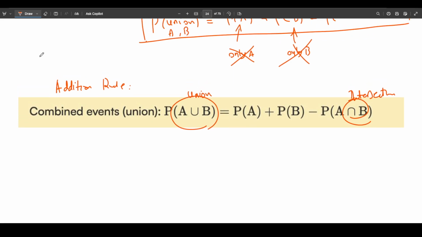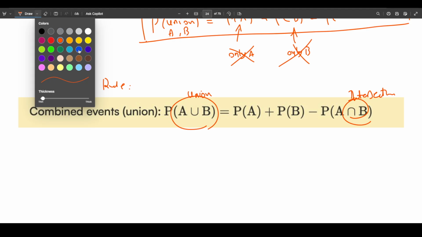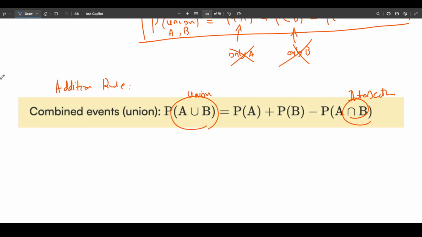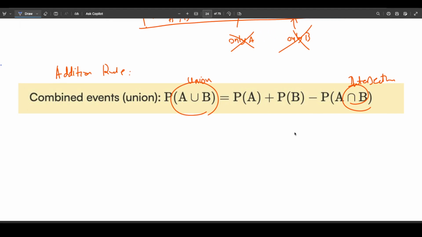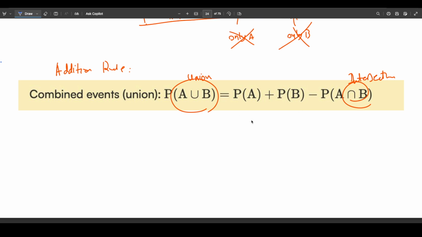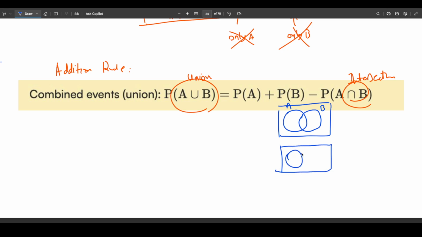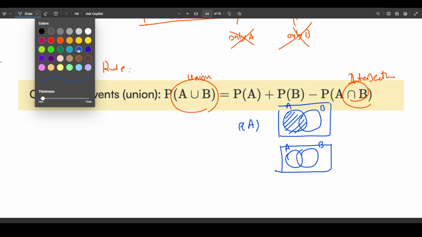I'm going to briefly tell you why we have this formula. Just quickly, I want to show you how we got this formula. So, do you agree with me? This is A. This is A. Okay. And do you agree with me? This is B.